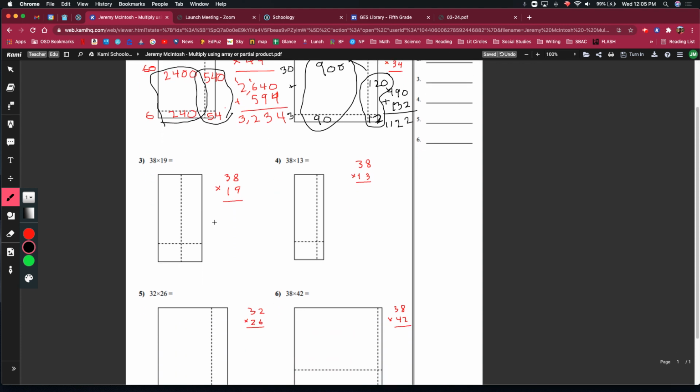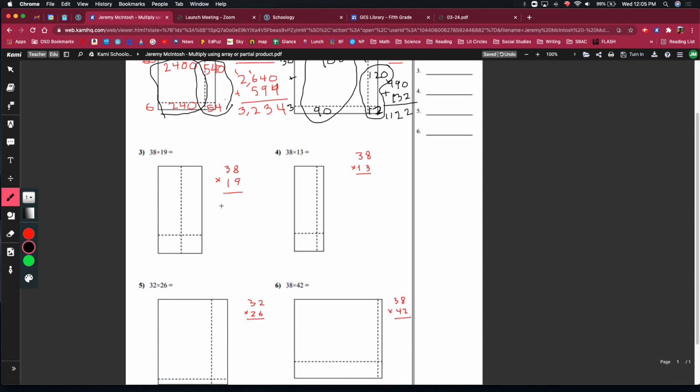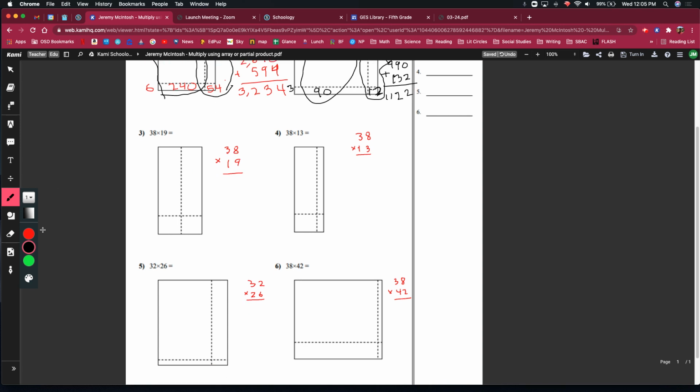Number 3. 38 times 19. So I have 38, 30 and 8. And then 19 is split up into 10 and 9. So they tried to keep the areas of each of these spots as close as possible. So when I have it written as a standard algorithm, the first thing I do is 9 times 8. 9 times 8, that is 72.